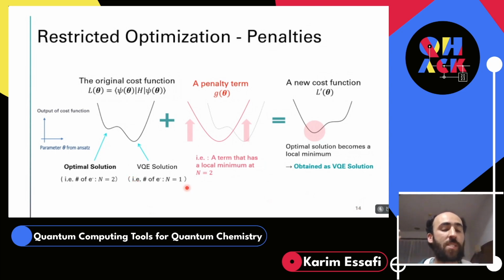And for example, if you have a system where you know that the correct solution should be the one that has, for example, 2 electrons, whereas the VQE gives you a solution that has only 1 electron. By knowing the type of system that you have, you can then add some kind of penalty term in which you know that the local minimum will be for n equal 2, and this will just shift the solution and give you a new cost function that has the optimal solution for your VQE problem.